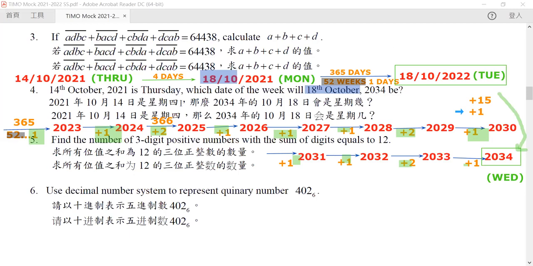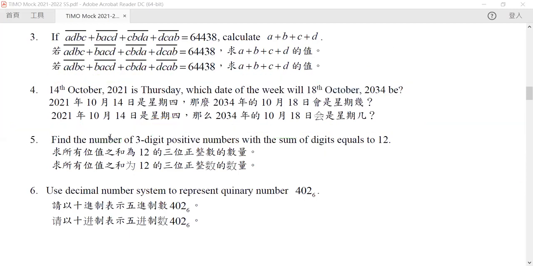Okay, so now let's go on to question number 5. Find the number of 3-digit positive numbers with sum of digits equal to 12. Now this question is hard. There are 2 major ways of doing this. One is to use inclusion-exclusion. The other is the hard way.